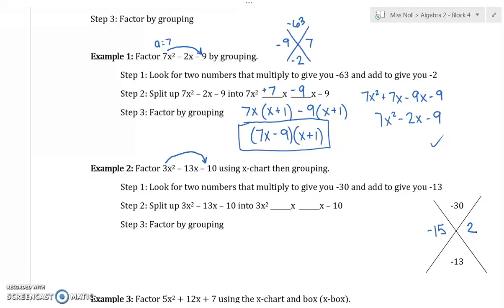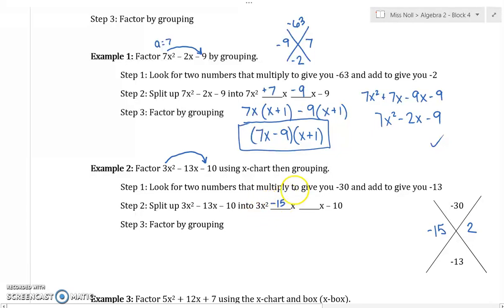I know it might be tempting to have negative 10 and negative 3. Those add to negative 13, but the problem is that would multiply to a positive 30. So be very careful when you're coming up with the numbers that you want to use. Once you do this a times c thing, this should only be in your x chart. When you come back to the step where you're splitting it up, that 30 completely goes away. It stays this 10. The a times c is only to find these two numbers. Once you find them, forget about the a times c. Forget about the negative 30. It's not coming back.